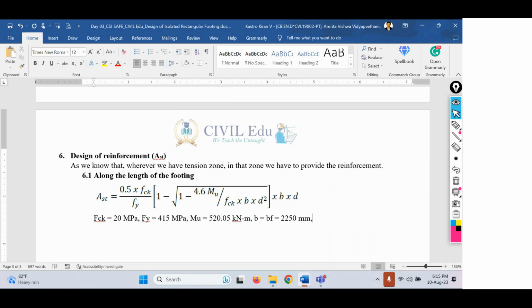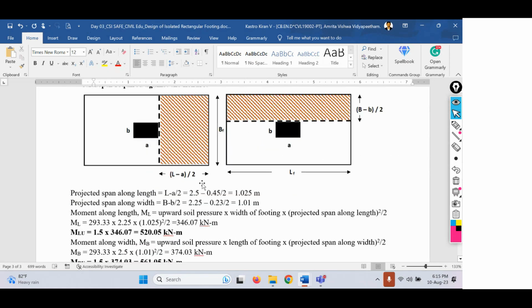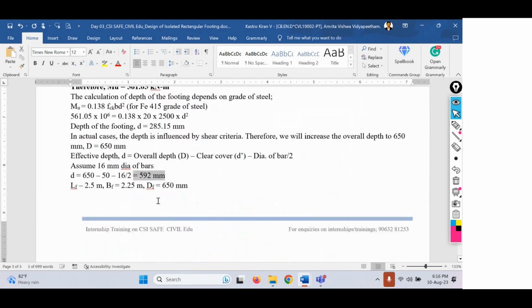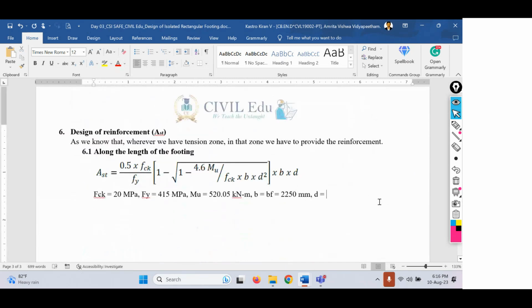And then the effective depth. The effective depth of the footing is something around 600 we have got. Let me just check that. Yeah, it is 592 mm. Okay, that's the effective depth of the footing, not the overall depth. Remember, it is the effective depth. So this is how we get the values of all these things. So once you substitute all these values in this one, you're going to get the area of steel, that is Ast equals to, if you solve this one, you will be getting the value as 2534.35 mm square. So this is the area of steel along the length requirement or along the length of the footing.